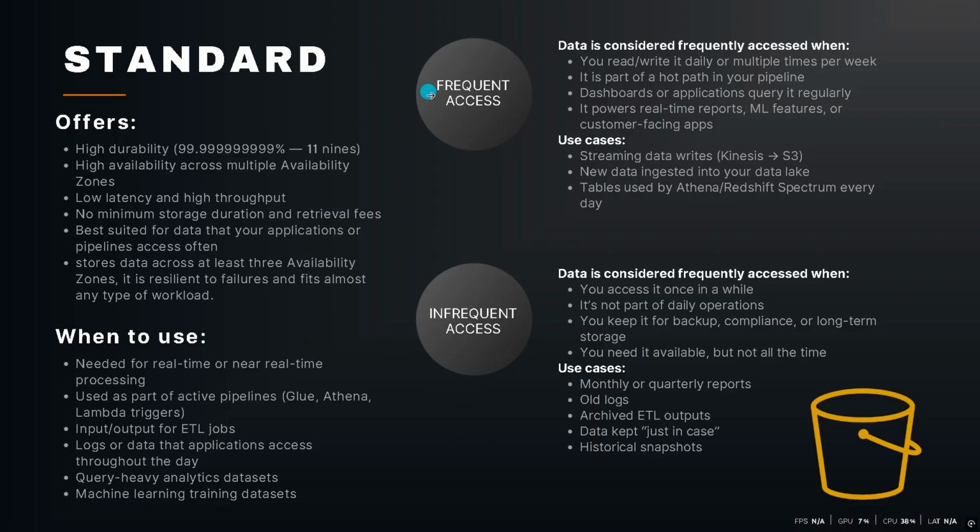Frequently accessed data is for regular data engineering jobs or regular uploads, such as a daily data ingestion task. Data is considered frequently accessed when you read and write daily or multiple times per week. It is part of a hot path in your pipeline. It describes dashboards or applications queried regularly, and it powers real-time reports, ML features, or customer-facing apps. Use cases include streaming data writes and much more.